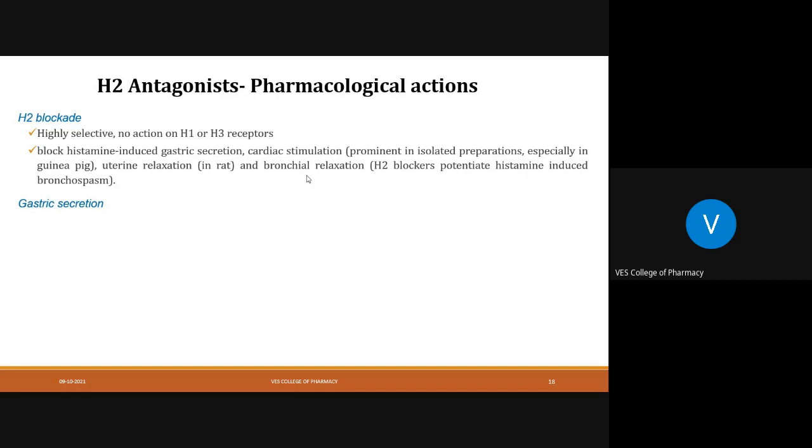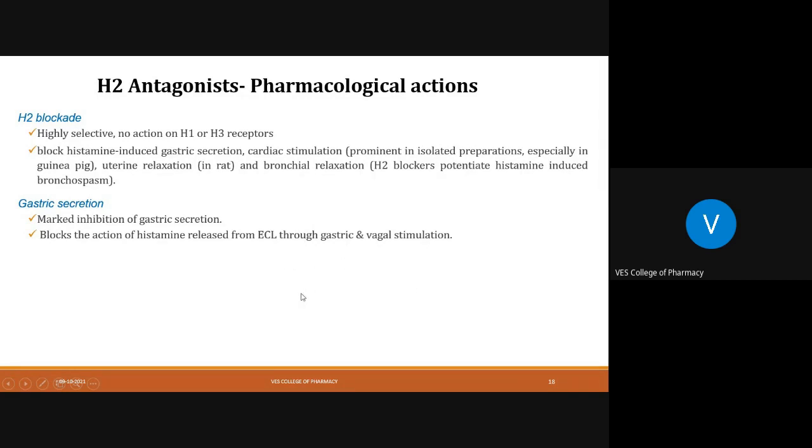Okay, next one is gastric secretion. So as we know, H2 blockade will cause a decrease in the gastric secretion. How will they do that? By blocking the histamine release from the ECL that we already saw. On the ECL also there is a histaminic receptor, and on the parietal cell there is a histaminic receptor. Even vagal stimulation, as we know, is connected with the ECL, that is the enterochromaffin cell.